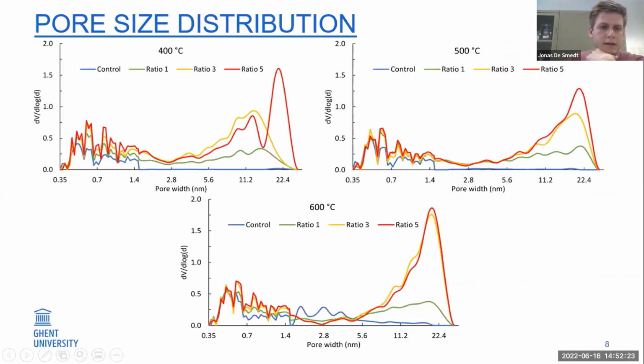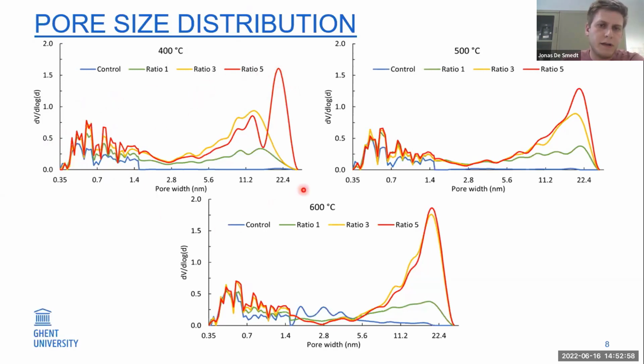When looking at the pore size distribution, looking for my pen over here, okay. So when you look at the pore size distribution of 400 degrees Celsius with blue water control, and then green ratio 1, yellow ratio 3, and red ratio 5, we see that especially in the micropores, the development of these pores is systematically enhanced. It also always increases a bit with the salt that is added.